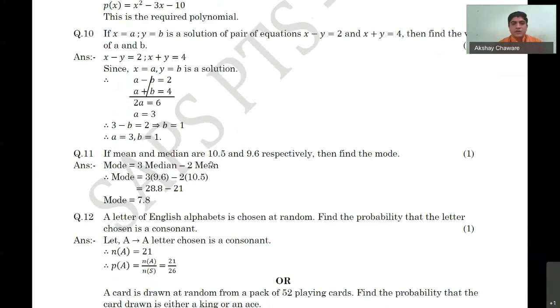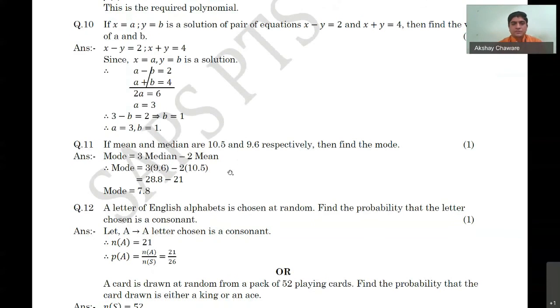Now in question number 11, mean and median are given, that mean is 10.5 and median is 9.6, and we have to find the mode. So to solve this type of question, we will use the empirical relationship between mean, median and mode, and the relation is mode is equal to 3 median minus 2 mean. So mode is equal to 3 into 9.6 minus 2 into 10.5. You will get the answer 7.8. It's just a simplification, normal algebra you have to solve here.